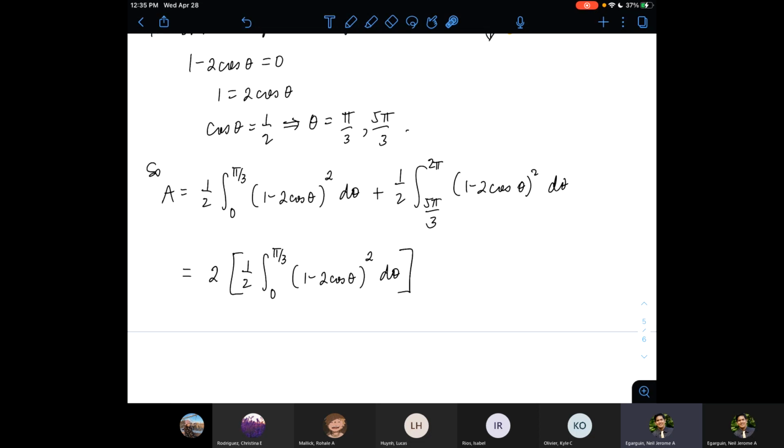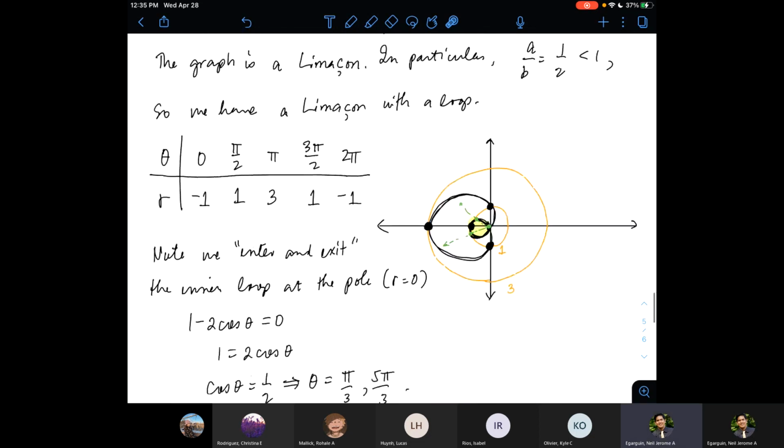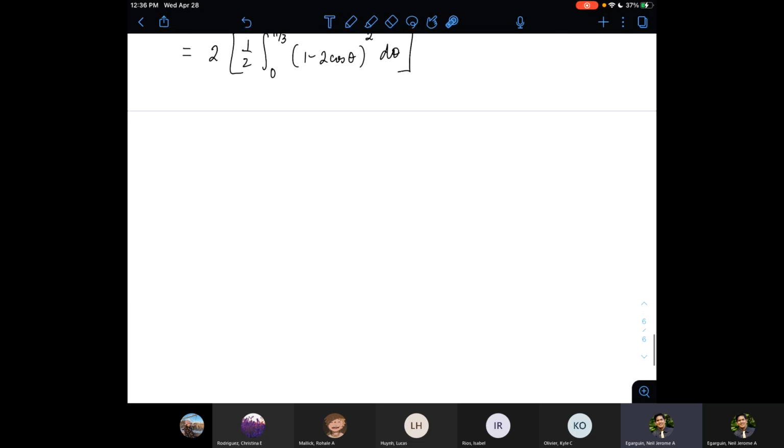Okay, let's try another one. Let's see. Let's do example 3. Let's find the area of the region outside r equals 2 plus 2 sine theta but inside r equals 6 sine theta.